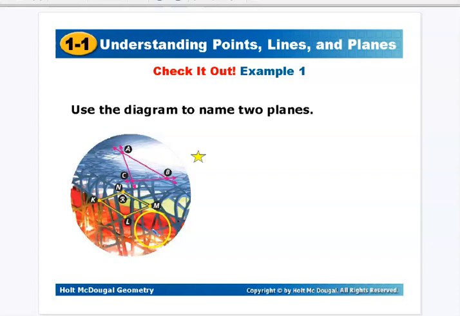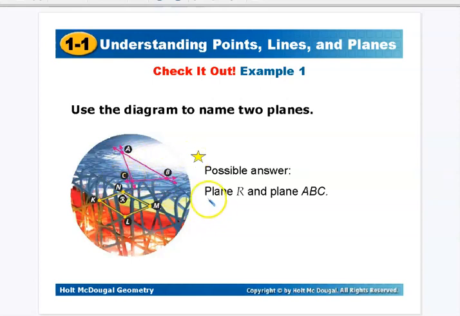So one possible answer to this would be plane R, right? That's my capital script letter. Capital R is naming this plane that's in yellow. You could also name an additional plane, the one in pink, using 3 capital letters, A, B, C.